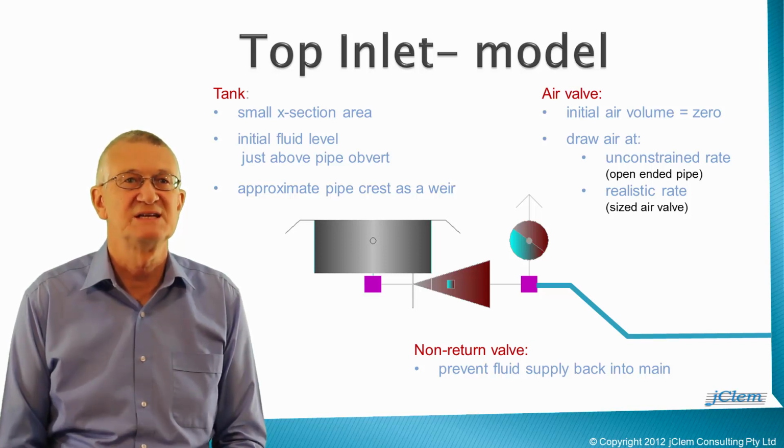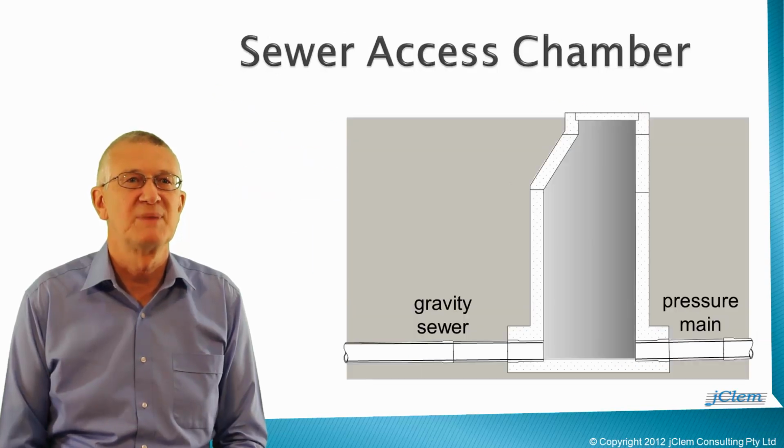Users have the ability to model this air valve with unconstrained airflow, air discharge, or add devices below the air valve to simulate an air valve of a specific size, which will have constrained airflow, air discharge characteristics. Another common pipeline discharge arrangement is a sewer pressure main terminating at a gravity sewer access chamber.